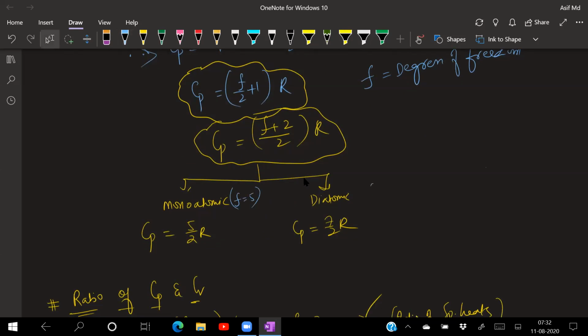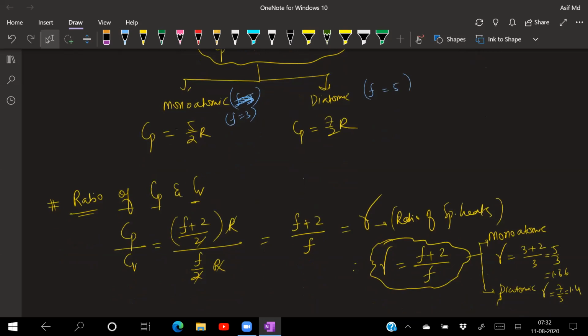3. And for diatomic gas, F is equal to how much? 5. Isn't it? So for monatomic gas F is equal to 3. So Cp is equal to 5 by 2 R, and for diatomic gas, Cp is equal to 7 by 2 R.